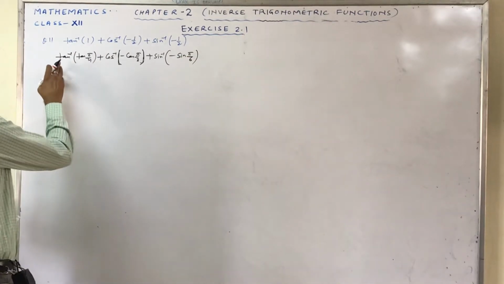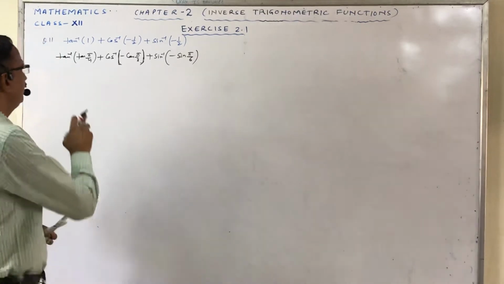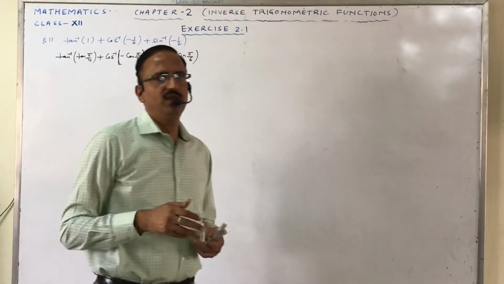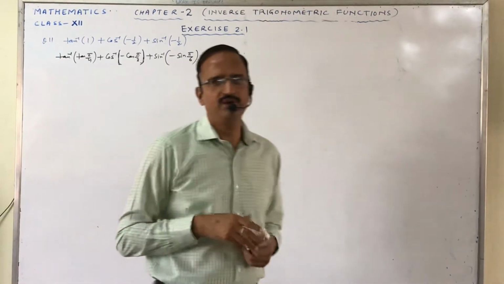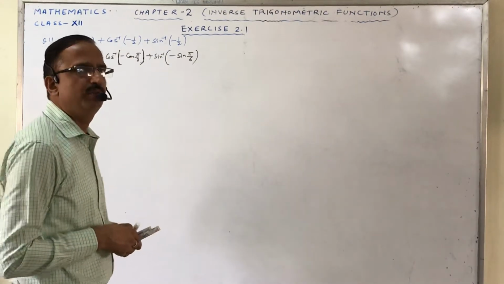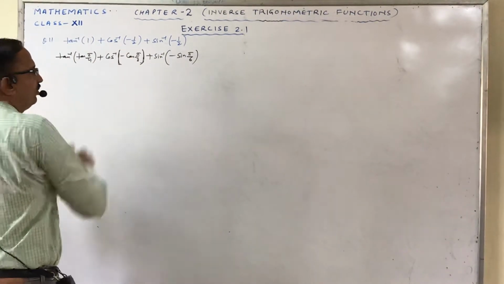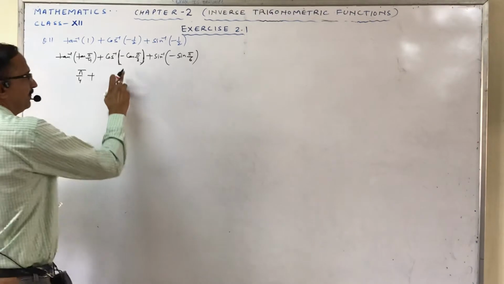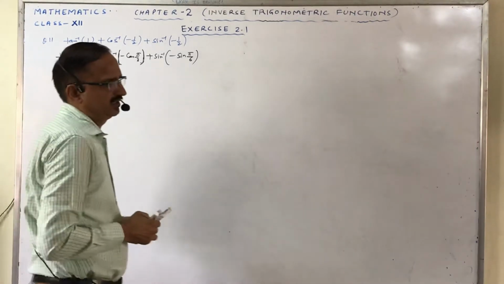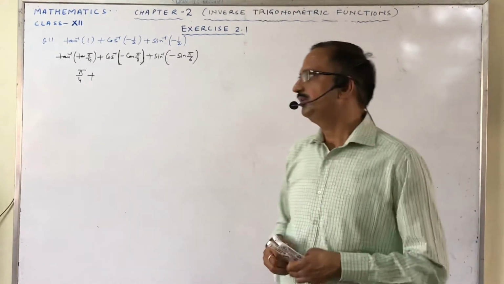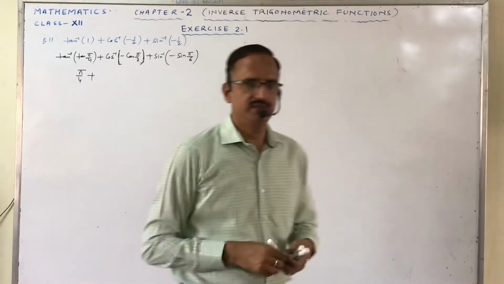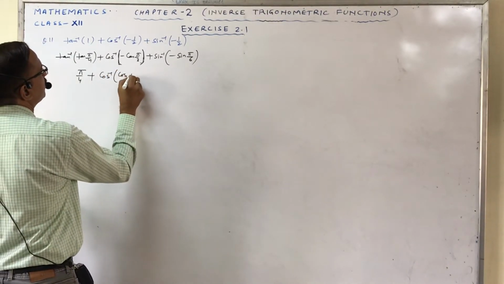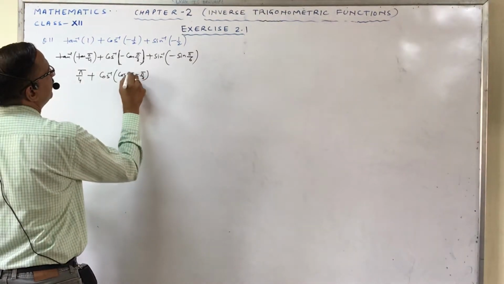Now tan inverse and tan cancel out, and we know that this pi by 4 is the value that lies between the principal value branch of tan inverse, that is minus pi by 2 to pi by 2. So the value is okay. So we can write this as pi by 4. Now minus cos pi by 3. As we know that the negative value of cos appears in second quadrant, so we will write this as cos pi minus pi by 3.